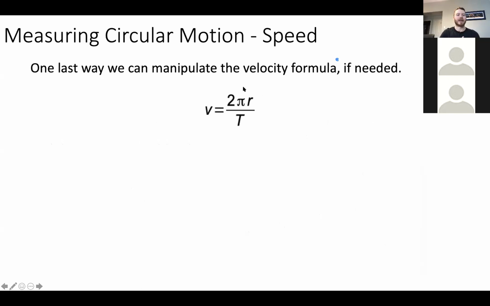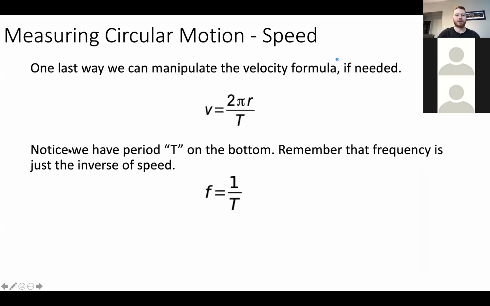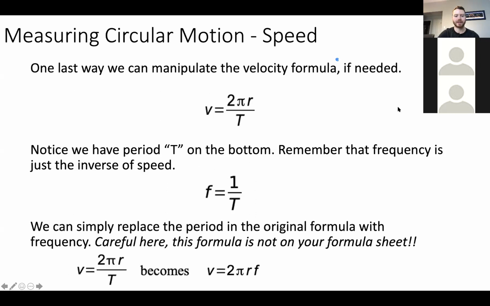I like that. Okay, and we're going to manipulate this formula one more time. It's not always needed, but sometimes it's going to make our lives a little bit easier. If we have period T on the bottom, remember the formula for frequency is 1 over T. So if we substitute 1 over T in there, v is equal to 2 pi r over T will become velocity is equal to 2 pi r times the frequency. Now, this formula is not on your formula sheet, so I would be careful with using this.